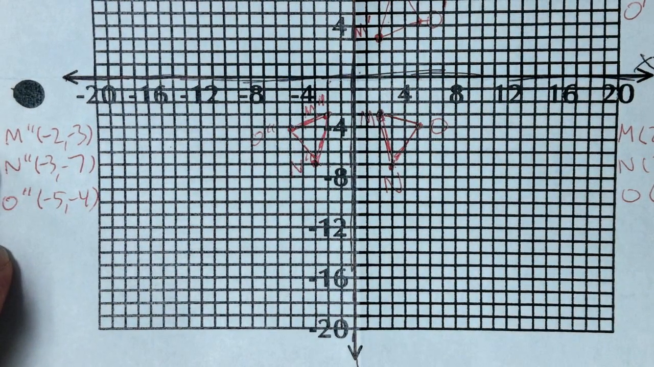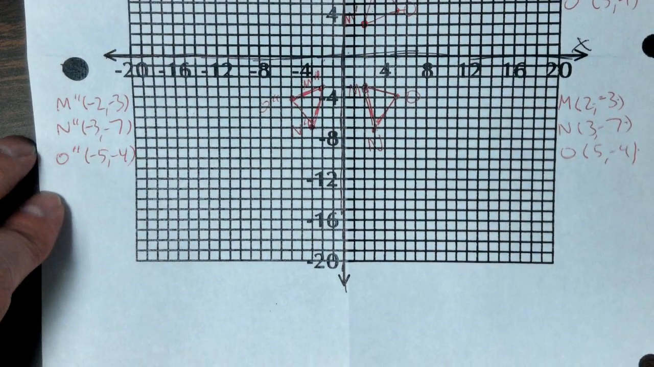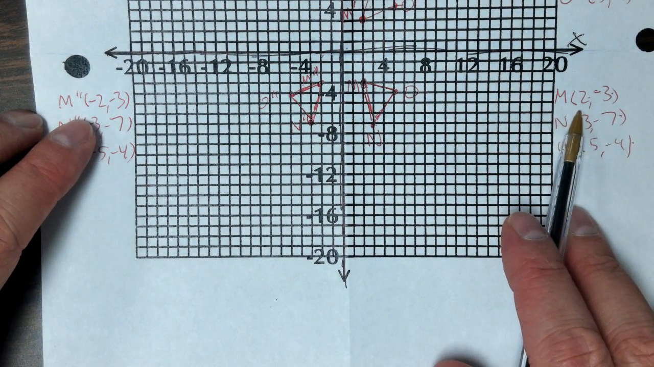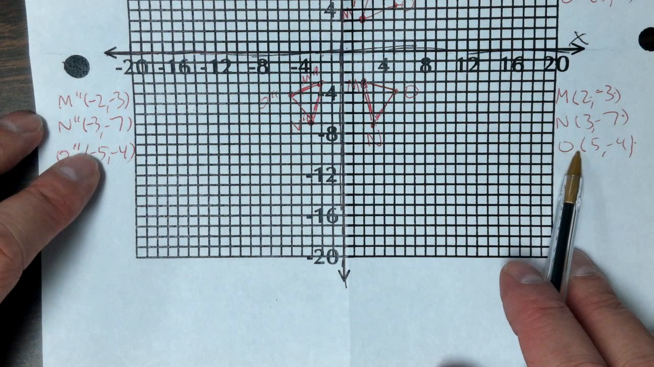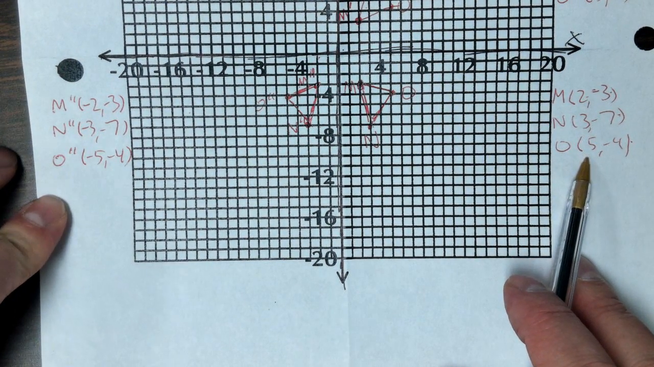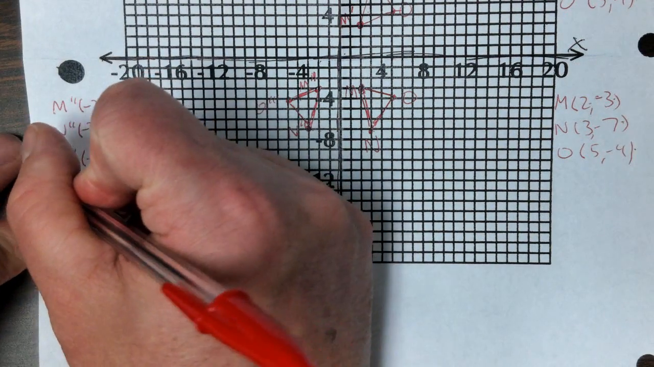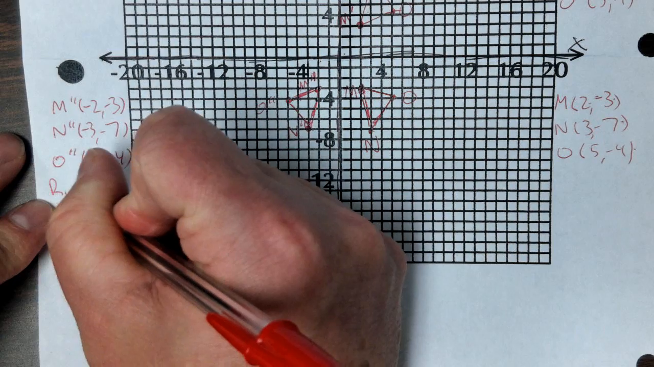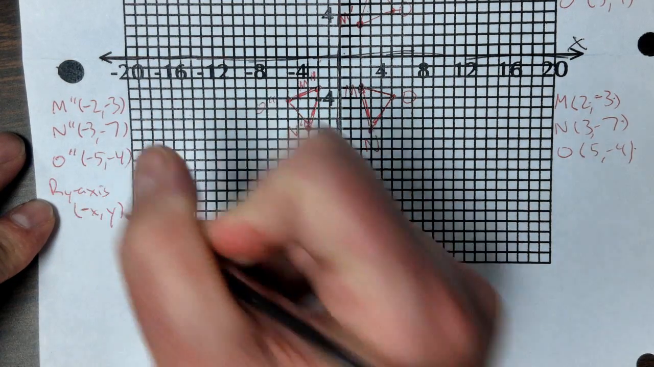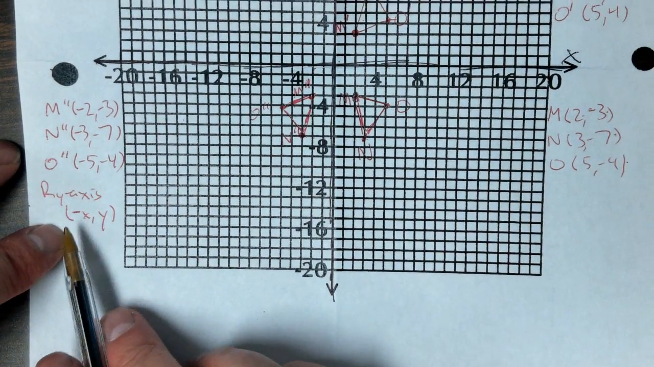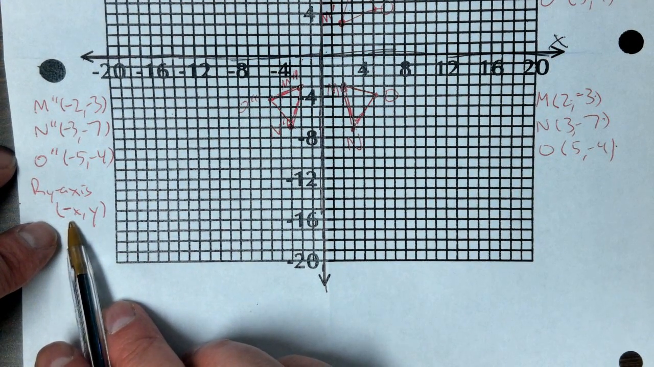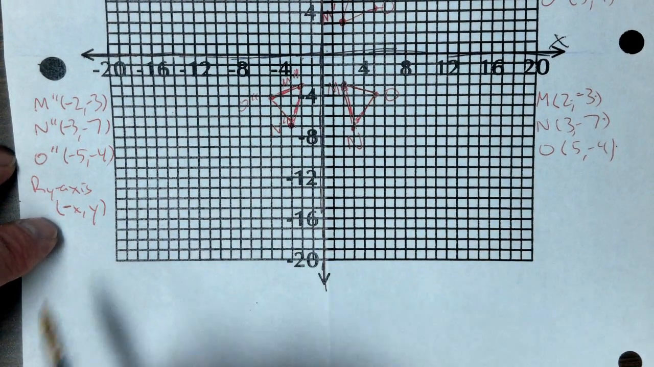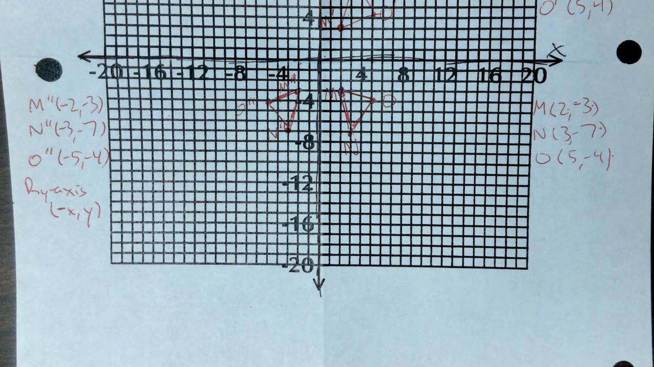So now I'm going to zoom out just a little bit. When you're comparing this to this, your x's are different, but your y's are the same. So this is reflect the y-axis, which would be -x, y. So basically your x changes sign in this case from a positive to a negative, and your y value stays the same. Any questions?